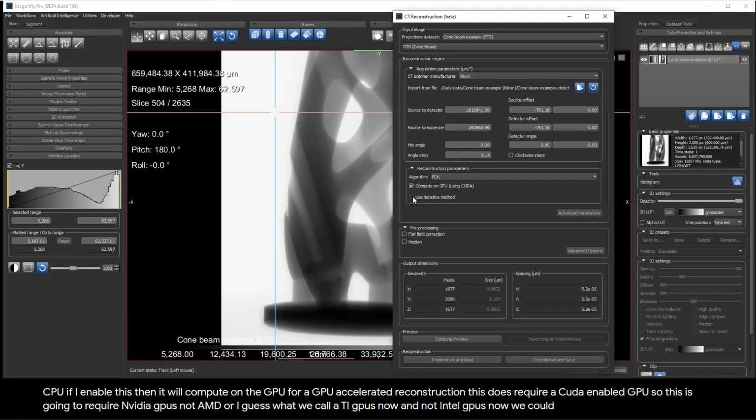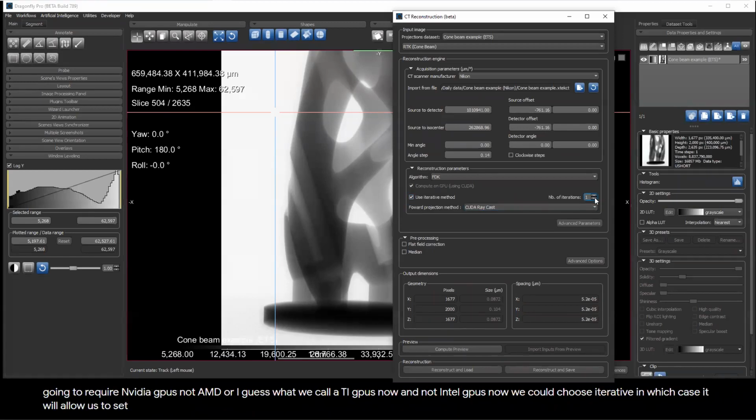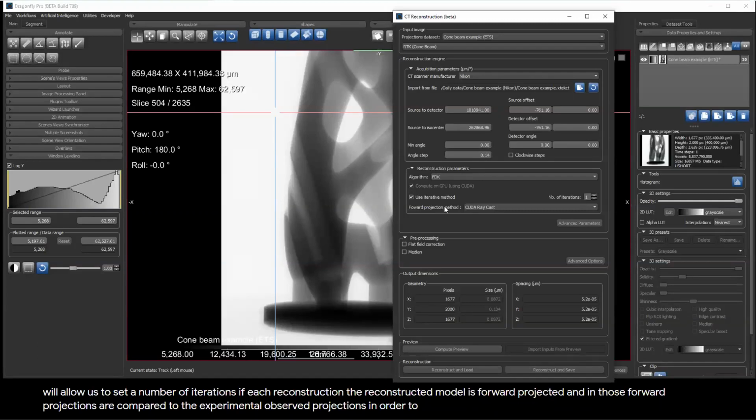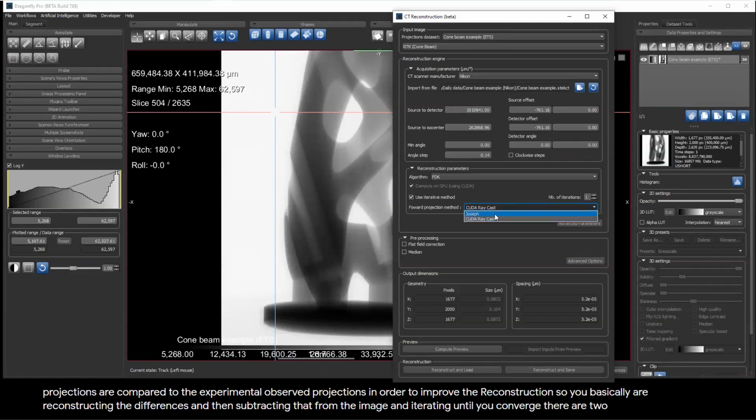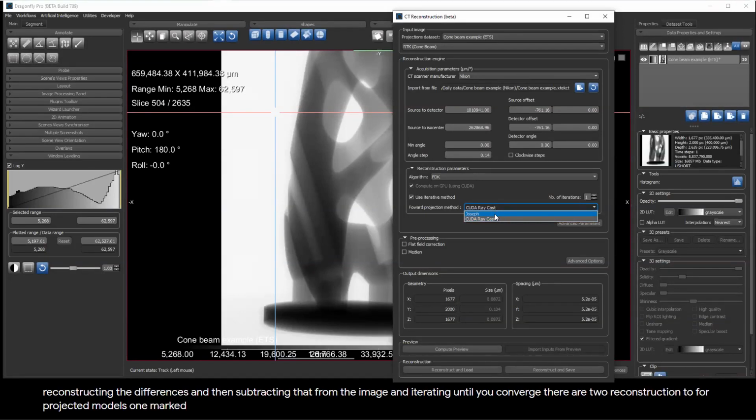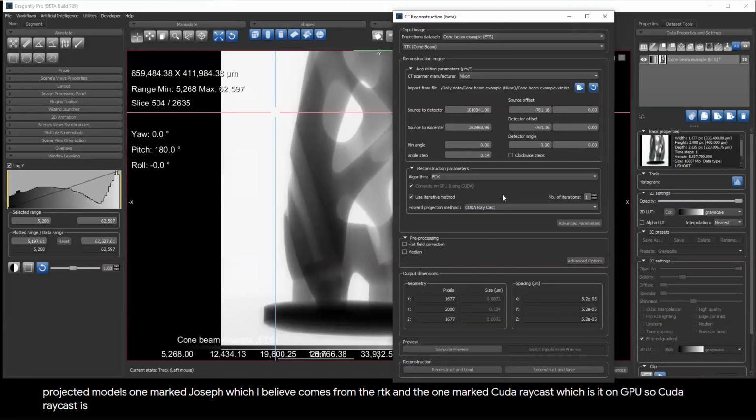Now, we could choose iterative, in which case it will allow us to set a number of iterations. If you know anything about iterative reconstruction, after each reconstruction, the reconstructed model is forward projected, and then those forward projections are compared to the experimentally observed projections in order to improve the reconstruction. So you basically are reconstructing the differences and then subtracting that from the image and iterating until you converge. There are two forward projection models, one marked Joseph, which I believe comes from the RTK, and the one marked CUDA Raycast, which is the Joseph forward projector model but implemented on GPU. CUDA Raycast is the default. We intend to provide more forward projection methods in the future. Now, if I do this, it's going to do a number of iterations and it's going to take longer.